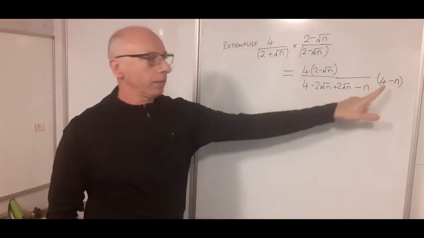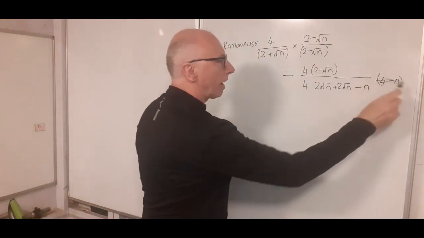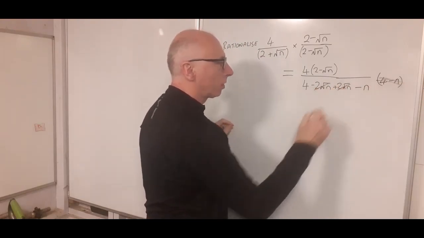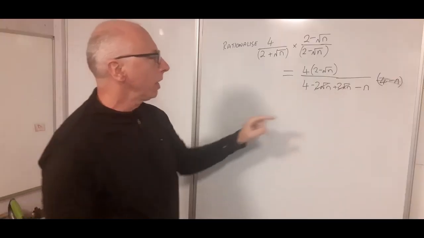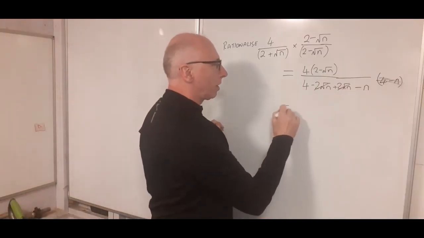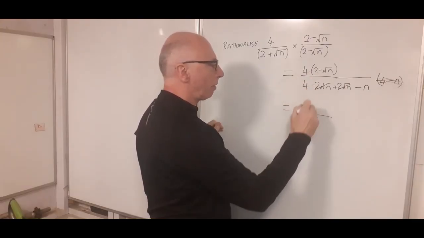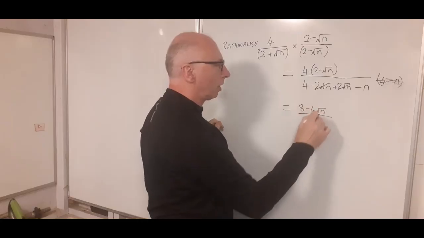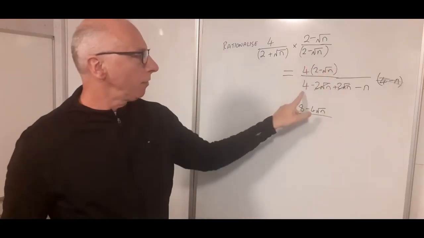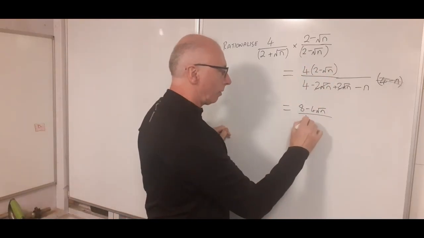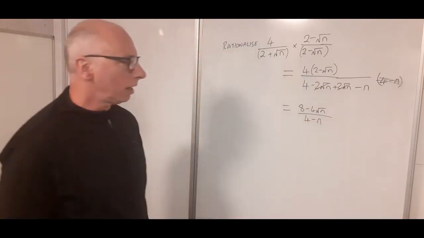And you can see now this comes good. So we just cross that out. This one and this one cancels out. And then we get the denominator that we want. So now let's FOIL out the 4 on the top. 4 2s are 8. And then minus 4 root n. So 4 times minus root n. And then 4 minus n in our denominator.